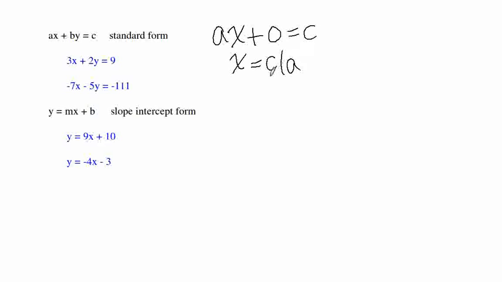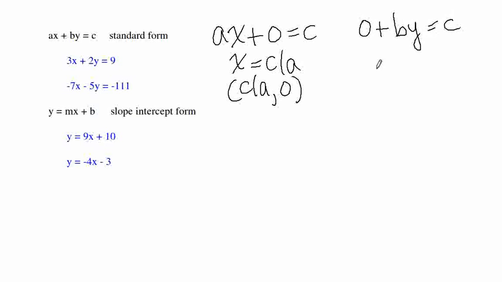So I can solve for x and I get c over a. So the x-intercept will always be the ratio of c over a, comma 0. Okay, so you can just read that off from an equation in standard form. For the y-intercept, I will set the x value to 0. So solving for y, I get c over b. So the y-intercept is 0, comma c over b.